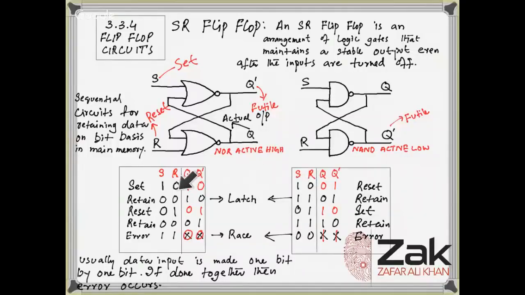Initial state here is set, here it is reset. But the input is the same. Because of the change of gates, input is reverse. So what you use here to set is used here to reset. What you use here to reset is actually to set here. What is an error here? It is retain here. And what is retain here? It is error here. It is actually opposite because of the change of the gates.